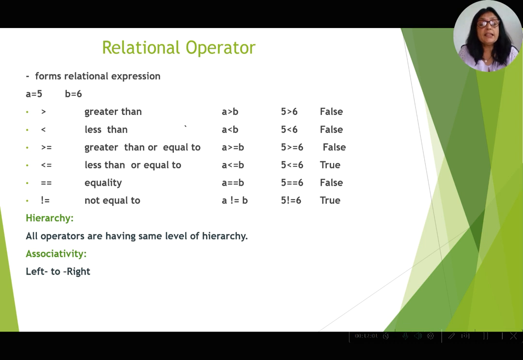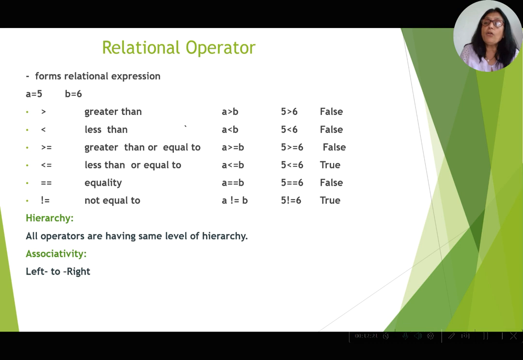Now A is less than or equal to B. Yes, less than or equal to. Yes, it is less than B. So it returns true. A is equal to B? No, it is false. A is not equal to B. So it is true. Yes, it is true.